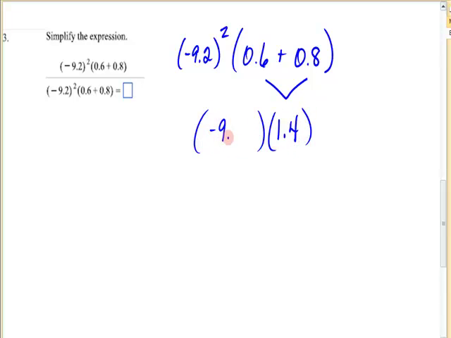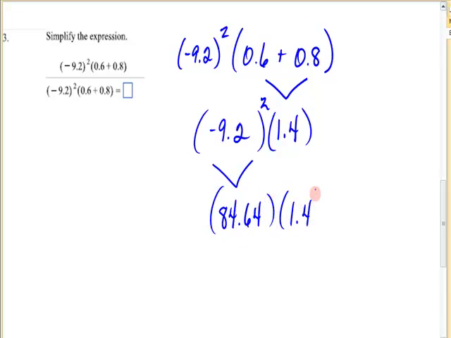And then I have negative 9.2 quantity squared times that. So now I'll do my exponents next. A negative base squared is going to be positive, and then 9.2 squared is going to be positive 84.64. Positive because it was a negative quantity squared, negative times negative. Now I'll multiply that 84.64 times 1.4, and that gives me 118.496. And that is the value of this expression simplified.